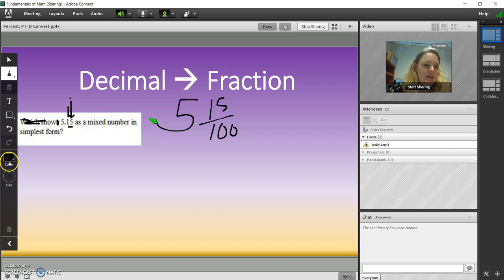And every time you do a fraction, it has to be in simplest form. So if we take 15 and divide by 5, we get 3 over 100 divided by 5, we get 20. So 3 and 20 don't simplify. So it's 5 and 3/20.